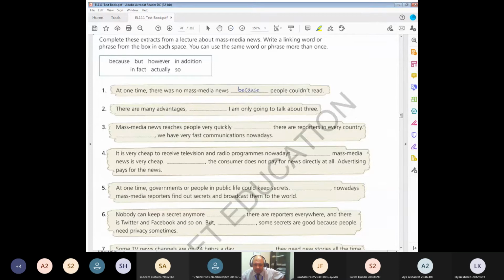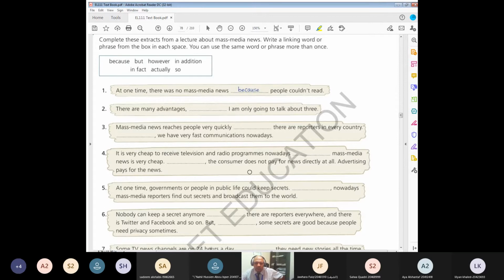Are we still, how many are we? Let me check. We're 14 now. We have Nahil, Sarah, Al-Dosari, Ala, Bashar, Aya, Dalia Mansour, Fatma, Ghena, Jawahir, Lilian, Rahaf Saeed, Sadim, Salwa, Sarah Hussein, and Sulaiman Saeed. Okay, thank you.